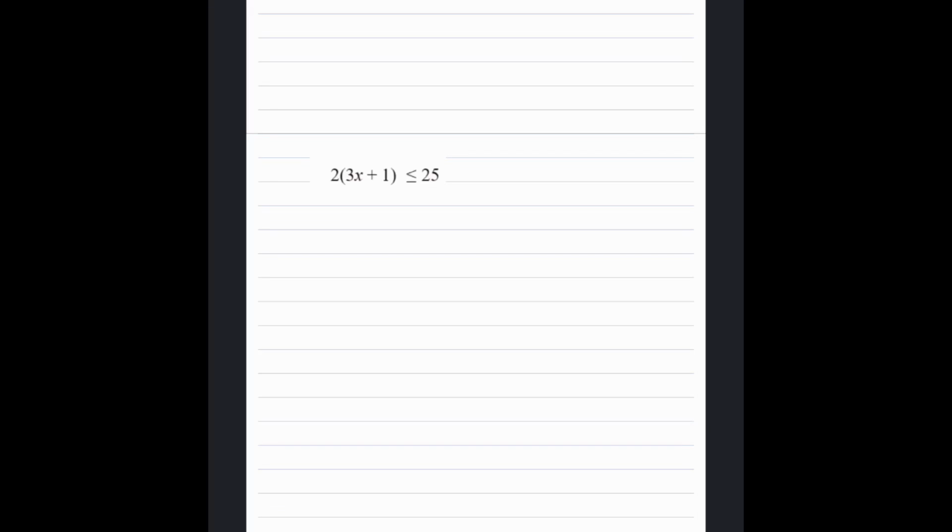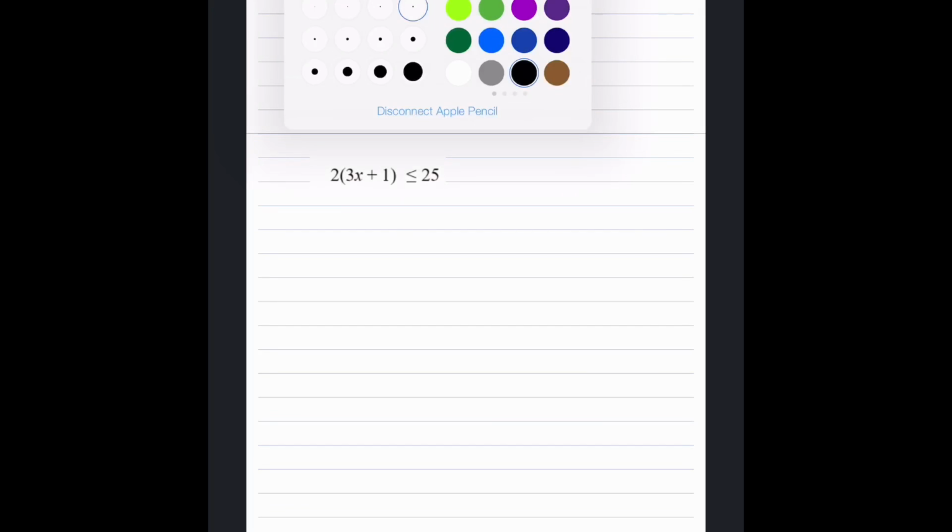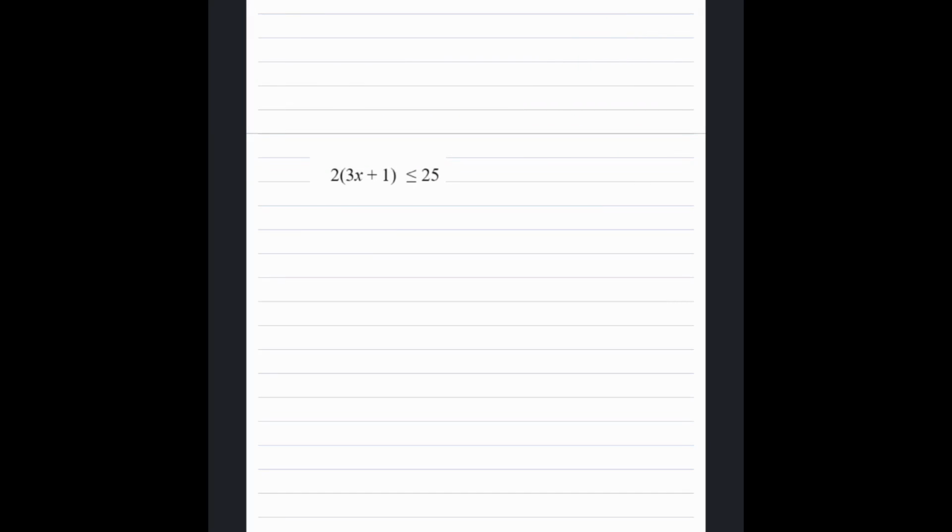Okay, so hopefully you tried it on your own, and then you can just use this to check. So I'm going to go ahead and distribute that 2 in. 2 times 3x becomes 6x. 2 times positive 1 becomes positive 2. And then I just bring down my inequality, less than or equal to, and I bring down the 25. Notice you don't distribute the 2 to the 25 because it wasn't in the parentheses here.